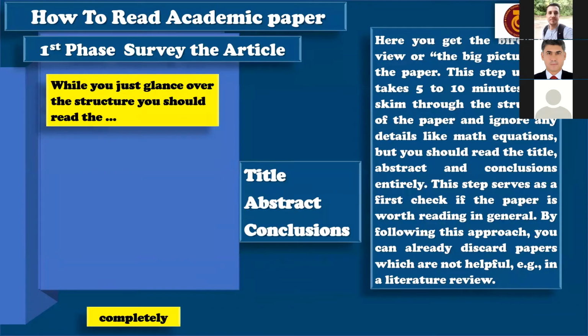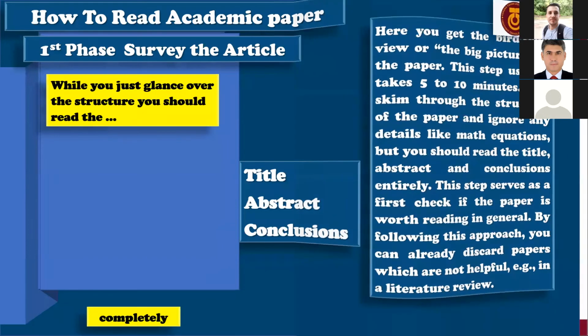This step usually takes 5 to 10 minutes. We skim through the structure of the paper and ignore details like math equations, but you should read the title, abstract, and conclusion thoroughly. This step is very important. I will show you practically at the end of the presentation. It is very easy, because if in this step you successfully understand the article by reading the title and abstract, and you need this article, you can go to the other steps. If you don't need this article, you don't need to go to the other steps.